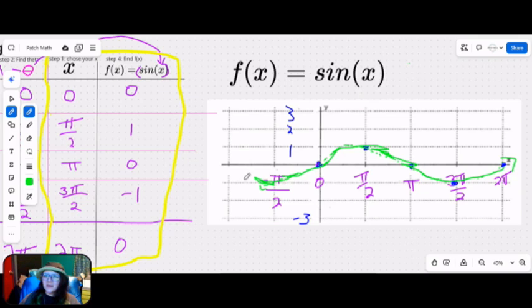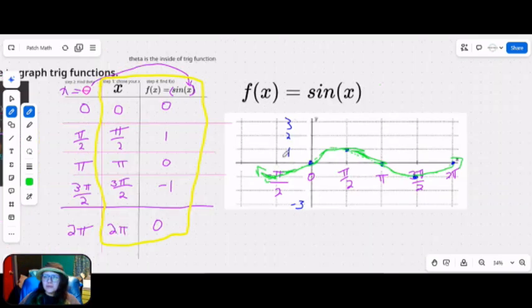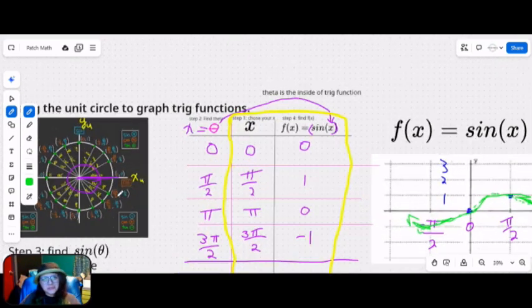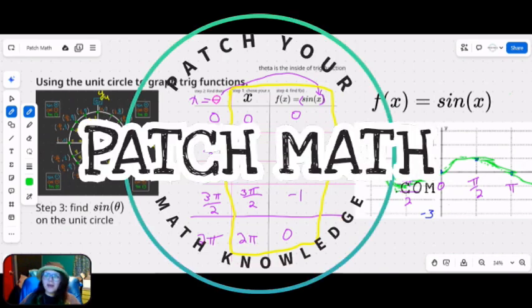All right, and once I fix the arrows on this, you have just graphed sine of x by using the unit circle to find your f of x values.